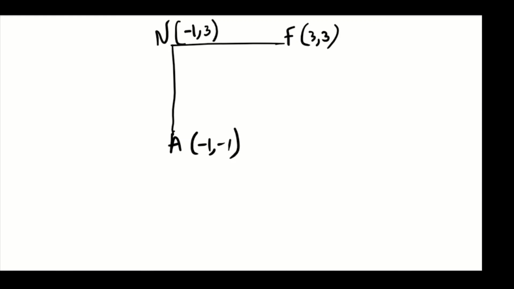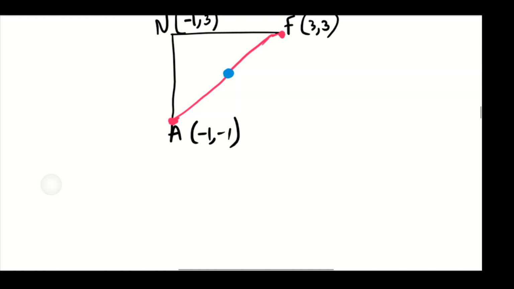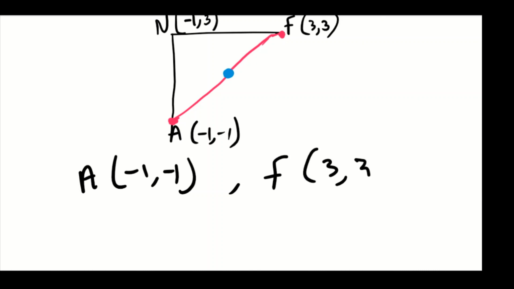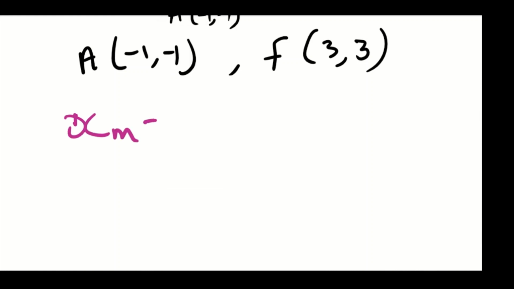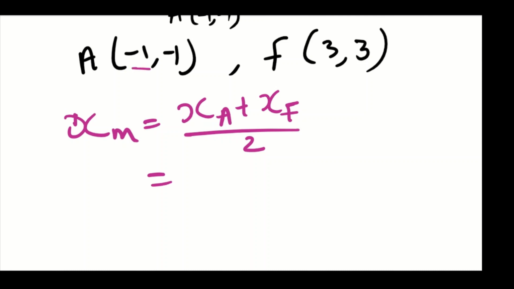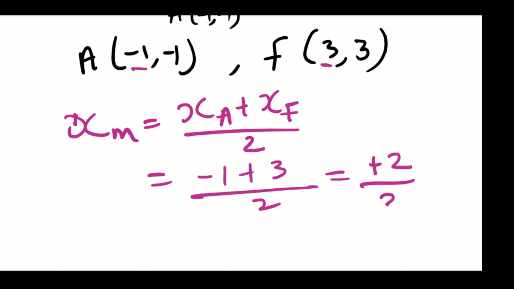So we are asked to find the midpoint of AF, right? The midpoint of this line AF, which is somewhere here. For us to find the midpoint, we're going to use the coordinates of A and F. A is minus 1 and minus 1. F is 3 and 3. So x of M, the midpoint, is equal to x of A plus x of F divided by 2, which is equal to minus 1 plus 3, which gives you 2, divided by 2, which is equal to 1. So x of M is equal to 1.